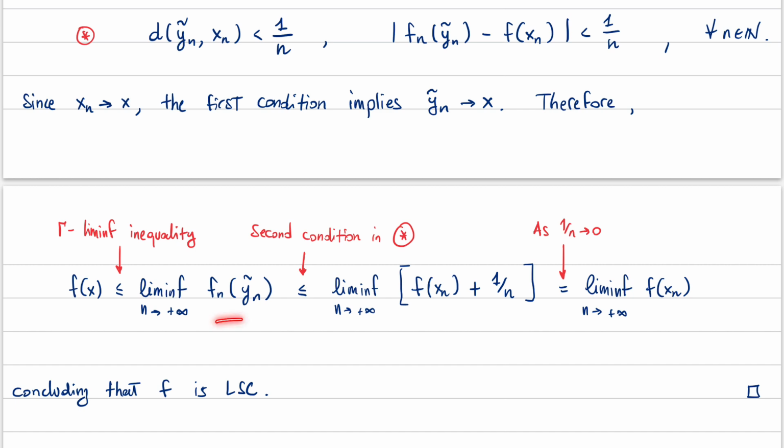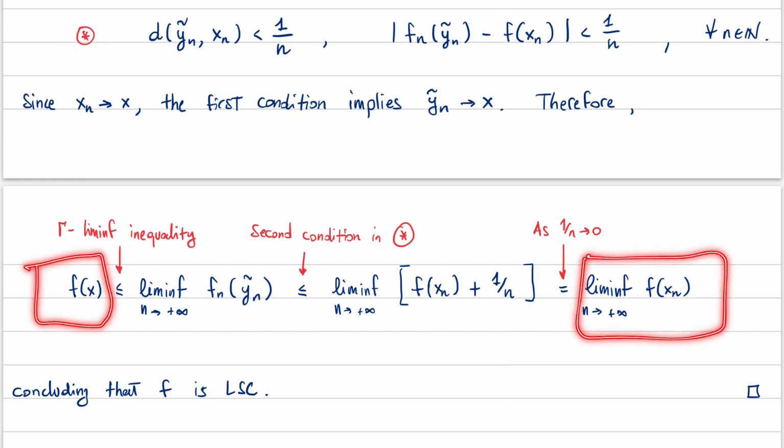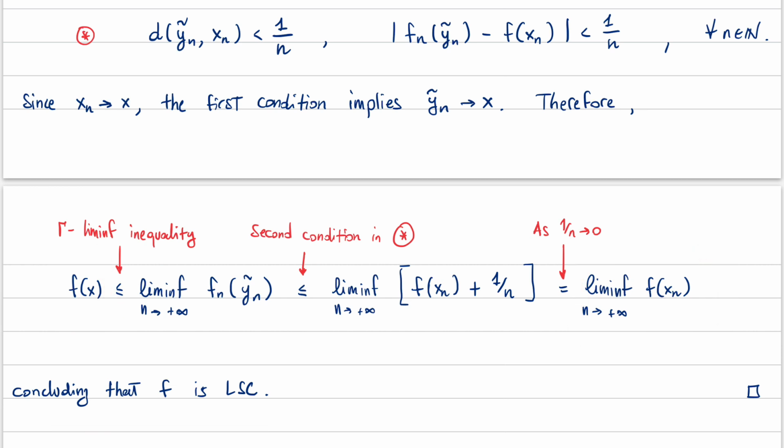Now, for the second inequality here, we use this condition. So we know that Fn of y tilde n is less than F of xn plus 1 over n, and so also the lim-inf is less or equal than the lim-inf of F of xn plus 1 over n. And now, since 1 over n goes to 0, by the property of lim-inf, this is just equal to the lim-inf of F of xn. And this shows that lim-inf F of xn is larger or equal than F of x, meaning that F is lower semi-continuous because xn was an arbitrary sequence converging to x. Okay, so this concludes the proof.